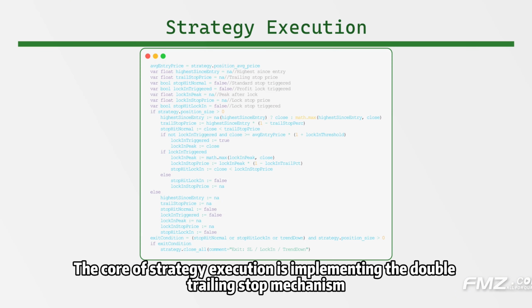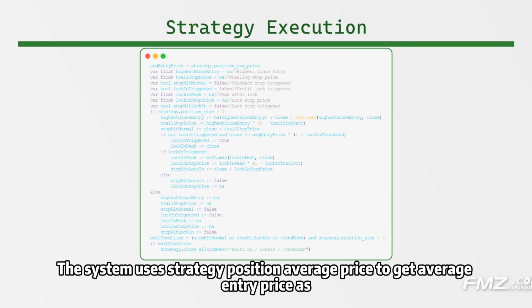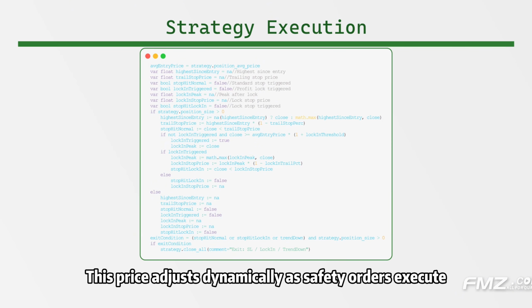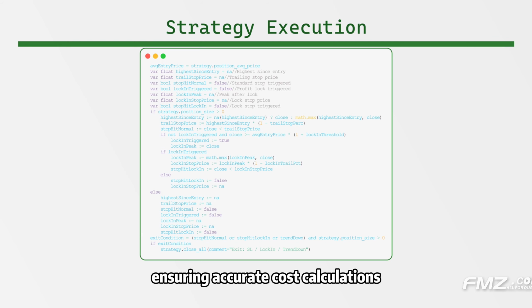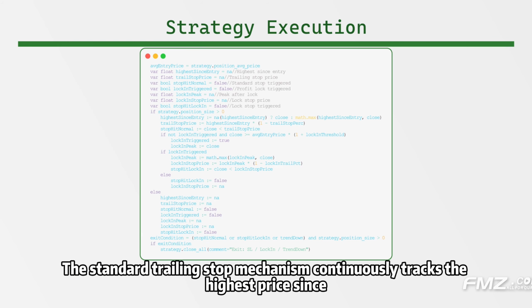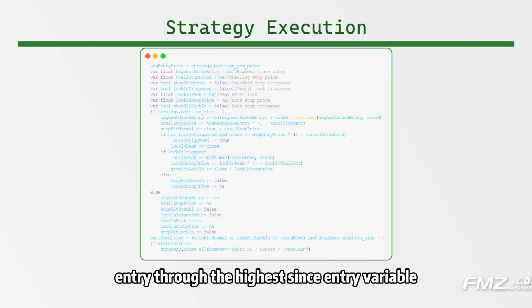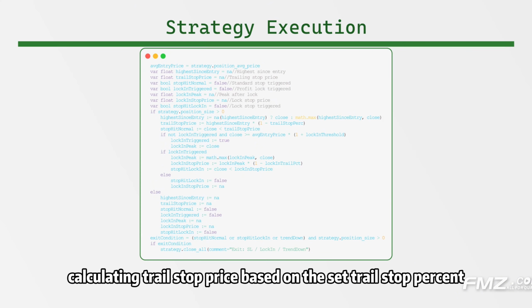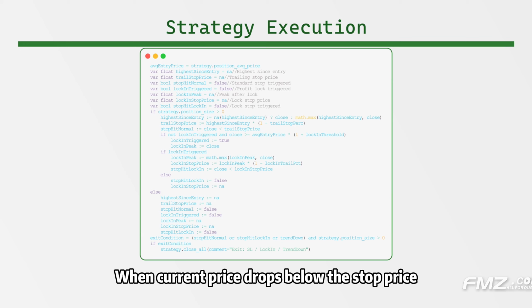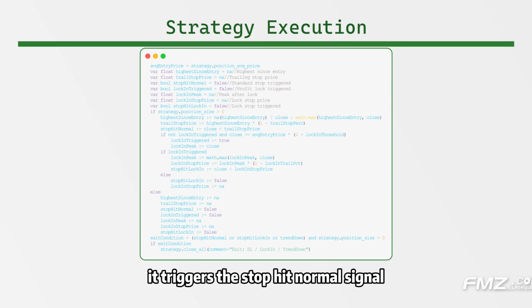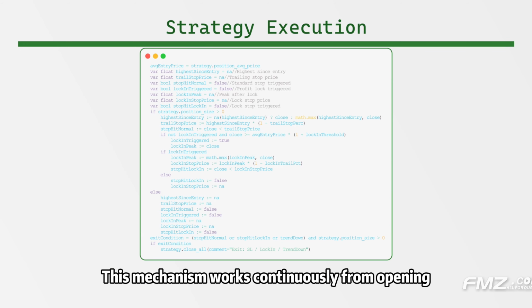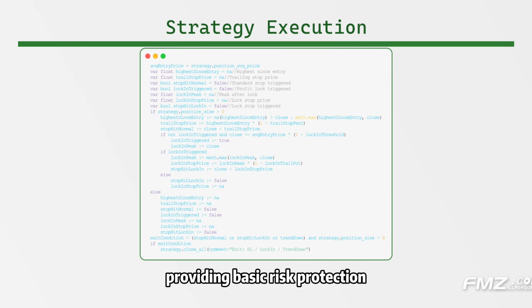The core of strategy execution is implementing the double trailing stop mechanism. The system uses strategy position average price to get average entry price as the profit calculation baseline. This price adjusts dynamically as safety orders execute, ensuring accurate cost calculations. The standard trailing stop mechanism continuously tracks the highest price since entry through the highest since entry variable, calculating trail stop price based on the set trail stop percent. When current price drops below the stop price, it triggers the stop hit normal signal. This mechanism works continuously from opening, providing basic risk protection.